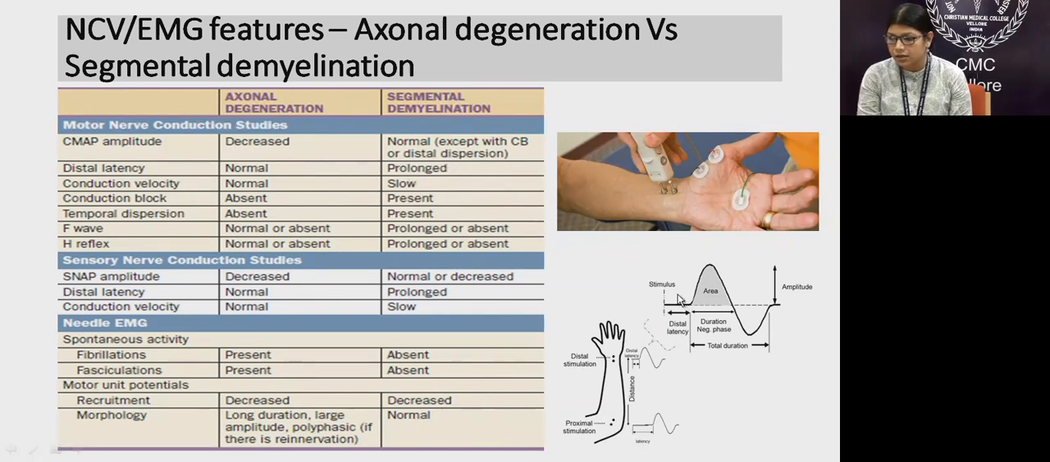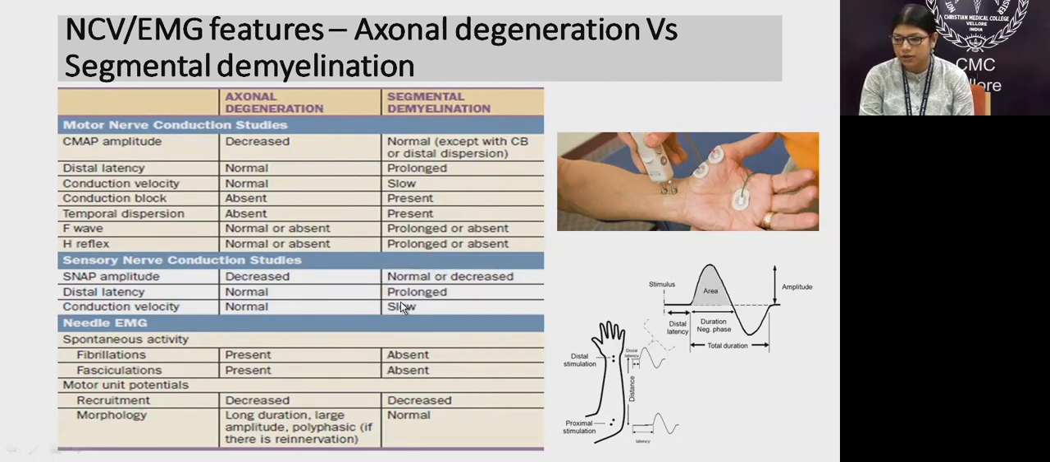The distal latency depends on the myelination. So if the myelin is destroyed, the distal latency will get prolonged in the demyelinating type of neuropathy, whereas in axonal type, it may be normal. Conduction velocity again will be slow because of the impairment of the myelin in the demyelinating type of neuropathy. Conduction block and temporal dispersion can also be seen. It's not important at your level, but these are other things we look for when we're dealing with the demyelinating type of neuropathy.